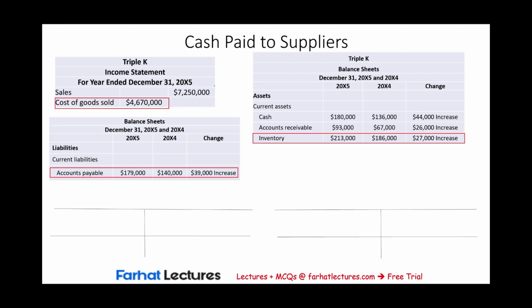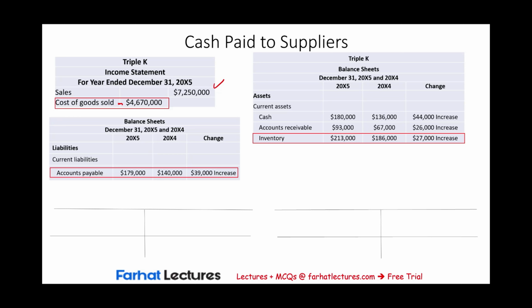So we converted sales. Let's convert cost of goods sold. Remember, cost of goods sold is an outflow. In other words, there's $4,670,000 in cost of goods sold. I need to convert cost of goods sold into how much I paid to my suppliers. Cost of goods sold is an accrual amount. I need to know exactly how much I paid. I need to examine two accounts with cost of goods sold.